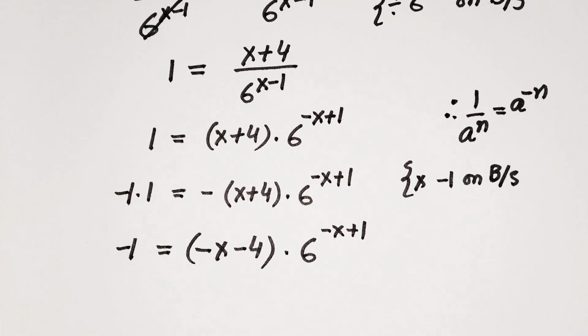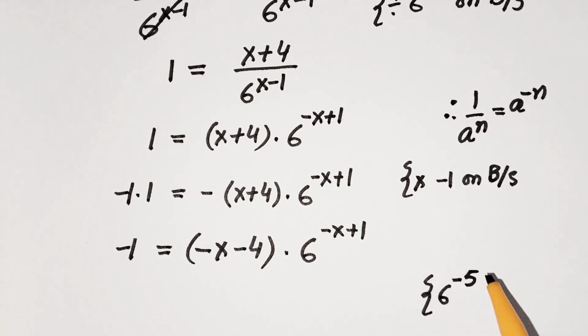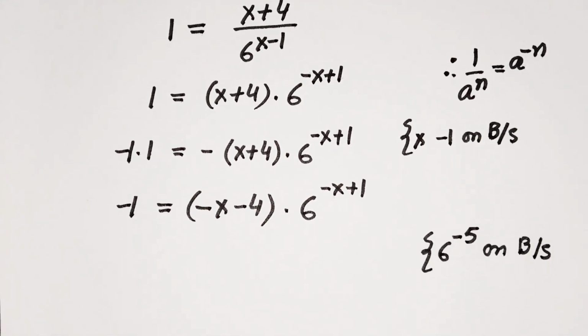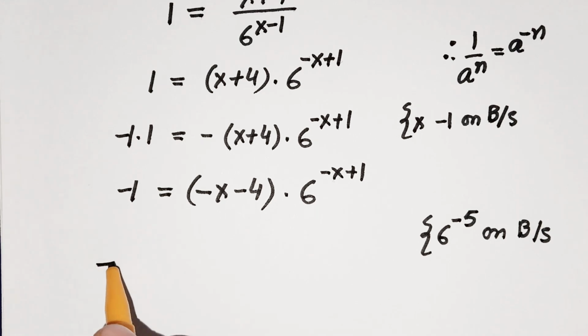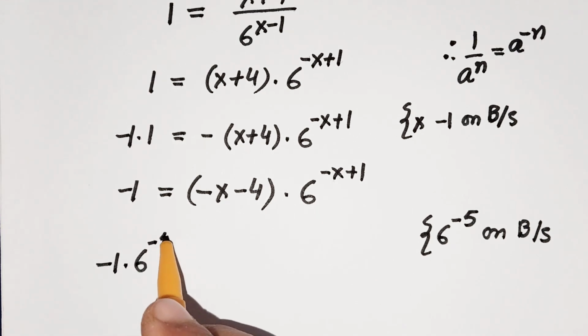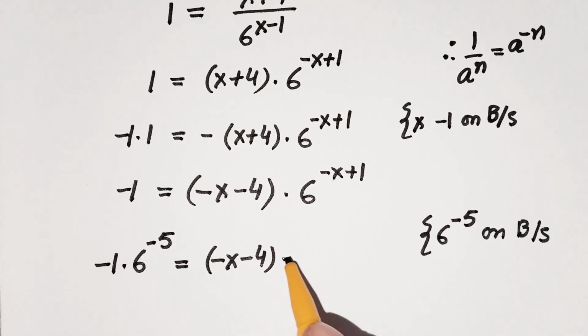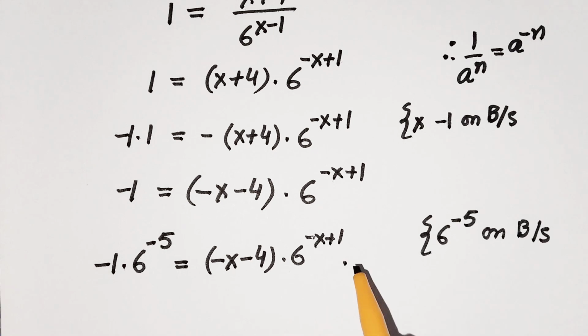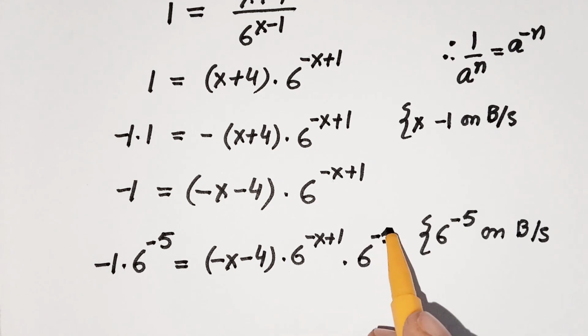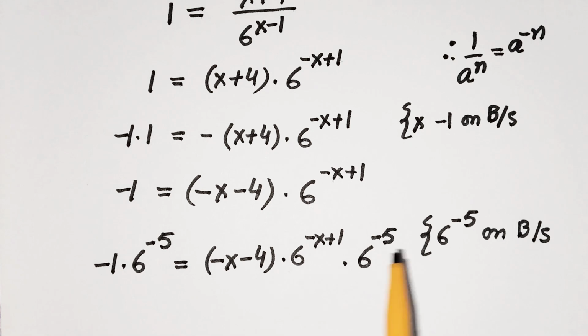So now we are going to solve this problem by using the Lambert W function. For this purpose, we are going to multiply by 6 to the power minus 5 on both sides. Then we get minus 1 times 6 to the power minus 5, which is equal to minus x minus 4 times 6 to the power minus x plus 1, and then 6 to the power minus 5. So we have just multiplied 6 to the power minus 5 on both hand sides.